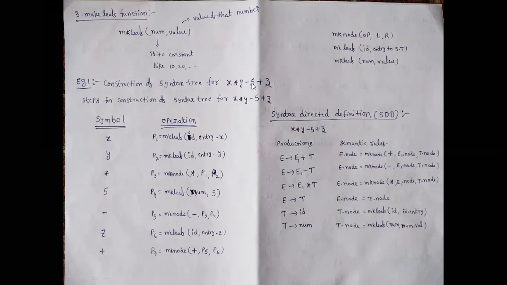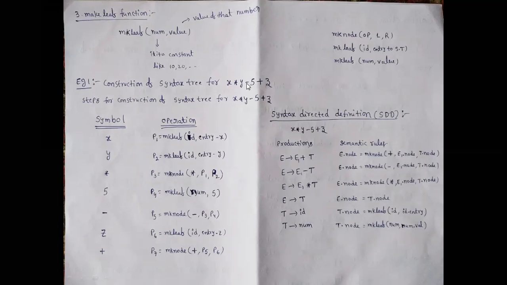Now we consider 5. Which function are we using? We use make leaf num comma value. Num means it is a constant value. So what is the value of that particular number? 5. So here we specify 5 as the number. Then we store the total of this function in P4.